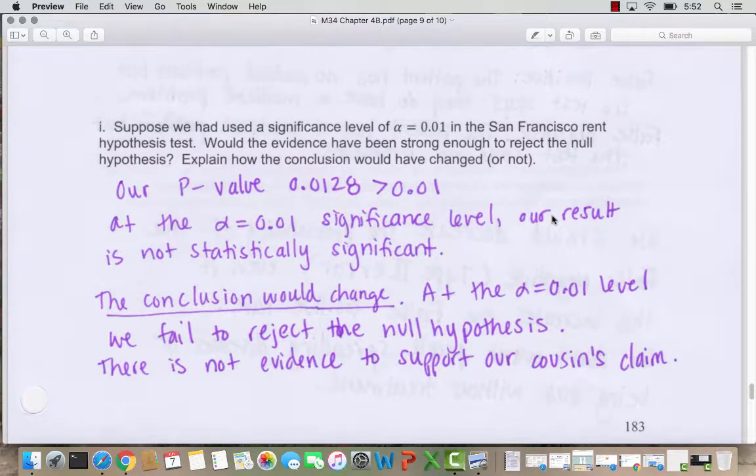So suppose instead of using 5%, we used a 1% significance level, in which case alpha would be 0.01 in the San Francisco rent hypothesis test. Would the evidence have been strong enough to reject the null hypothesis? So our p-value was 0.0128, which is greater than 0.01. So at the 1%, or alpha equals 0.01 significance level, our result is not statistically significant. The conclusion would change. So if we were conducting our hypothesis test at the 0.01 level, we would fail to reject the null hypothesis. So there's not evidence at the 1% level to support our cousin's claim.